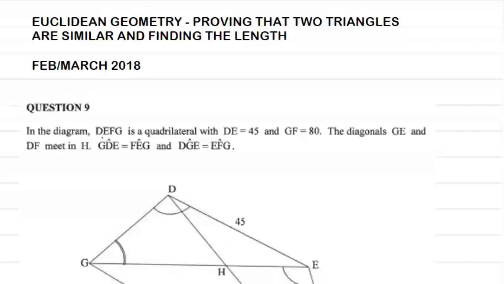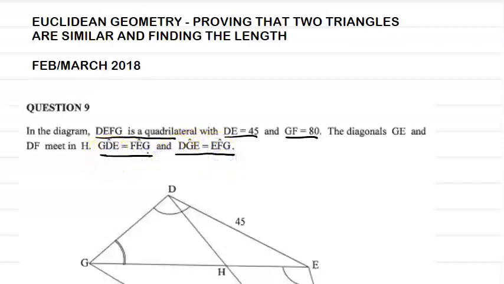Question 9 says, in the diagram, DEFG is a quadrilateral with DE equals 45 and GF equals 80. The diagonals GE and DF meet in H. Angle GDE equals angle FEG and angle DGE equals angle EFG.